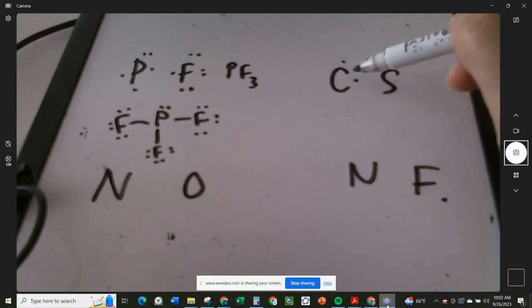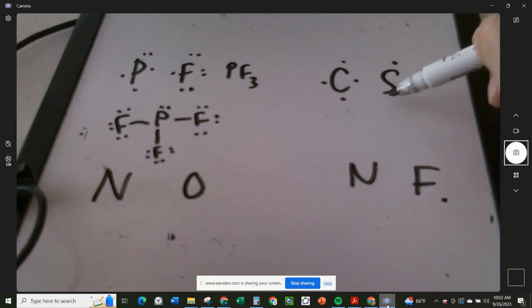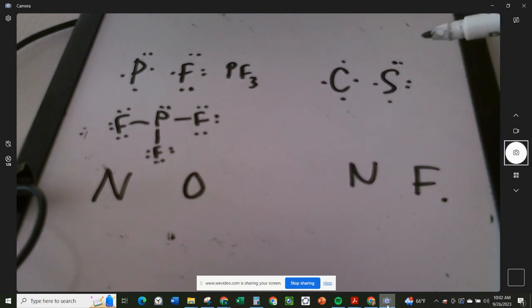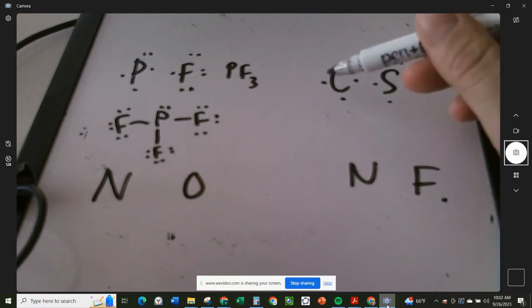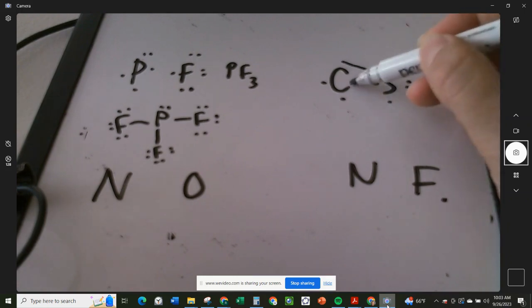Carbon has 4 valence electrons. Sulfur is right below oxygen. It has 6: 1, 2, 3, 4, 5, 6. So this is just helping us to predict bonding. This one wants to form 2 bonds, and this one wants to form 4 bonds. So we can also just connect them.